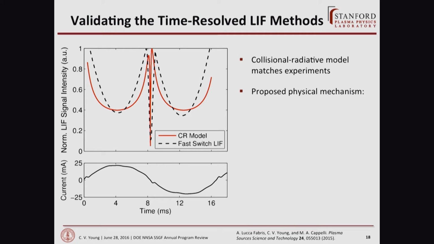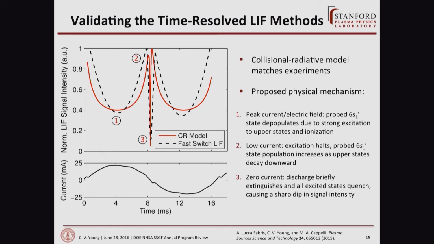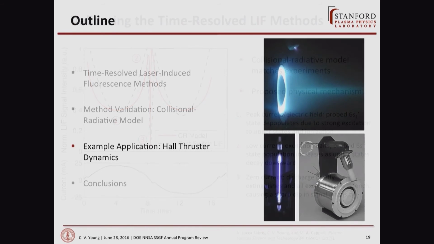And then when the current goes through 0 right here, the discharge actually briefly shuts off and quenches, and everything falls back down to the ground state really fast. And we see that as that big notch right there. And then everything progresses symmetrically on the next half of the discharge. So that was something we found by accident in the validation process.